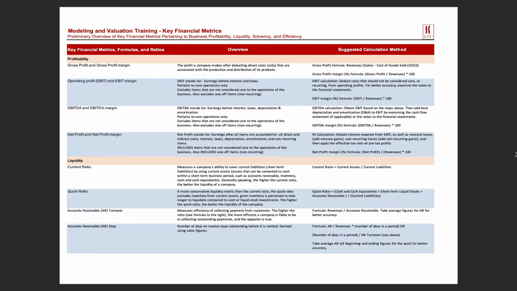The next item is the operating profit and the operating profit margin. And the operating profit is also referred to as EBIT, which stands for earnings before interest and taxes. EBIT also pertains to core operations only. And this means that it excludes items that are not considered core, non-recurring, or not controlled by the business.